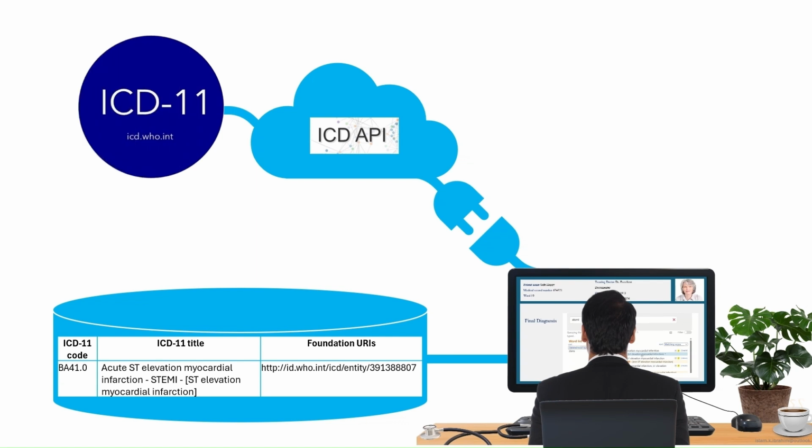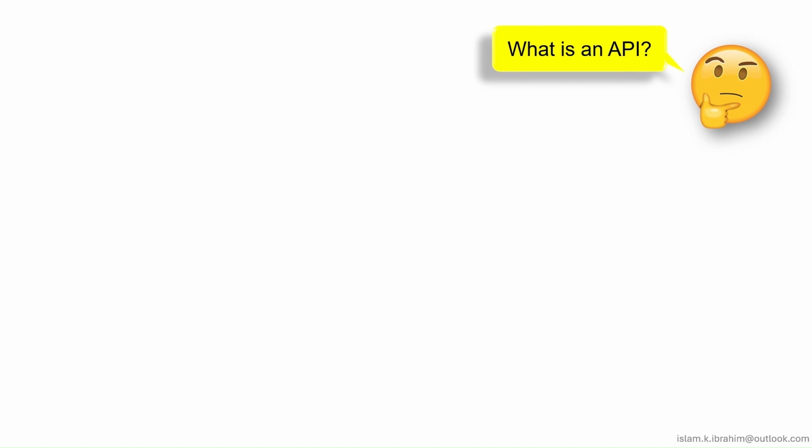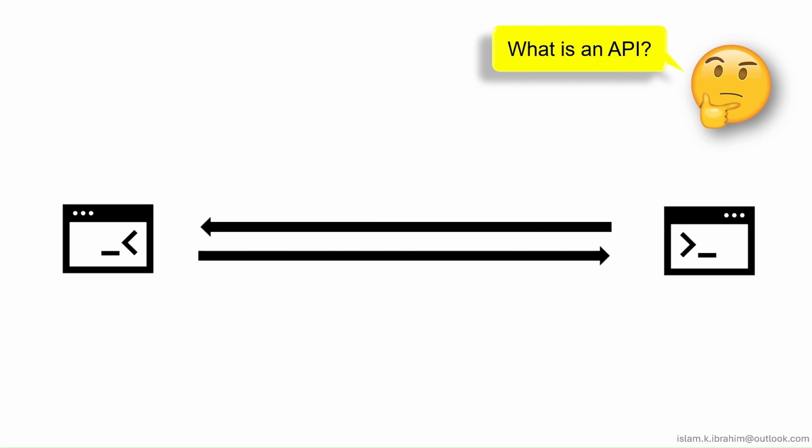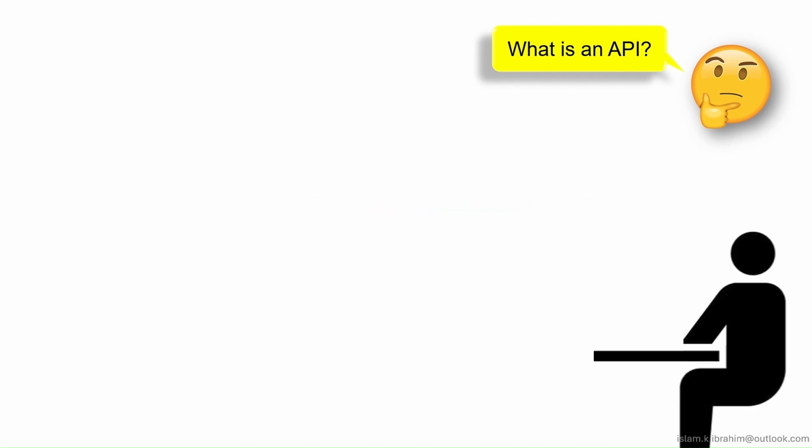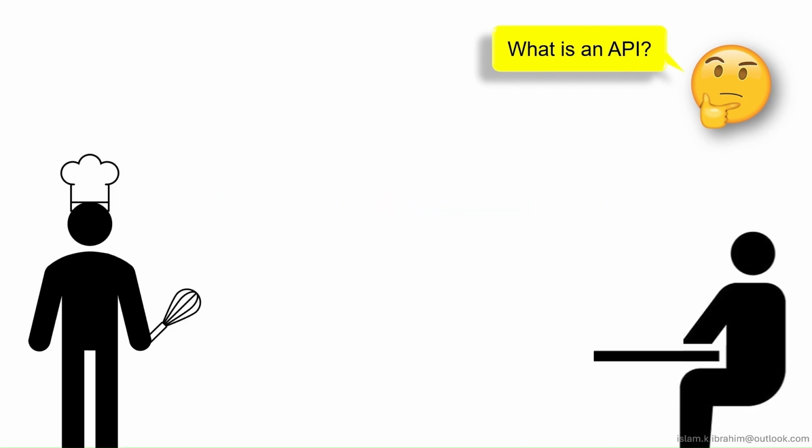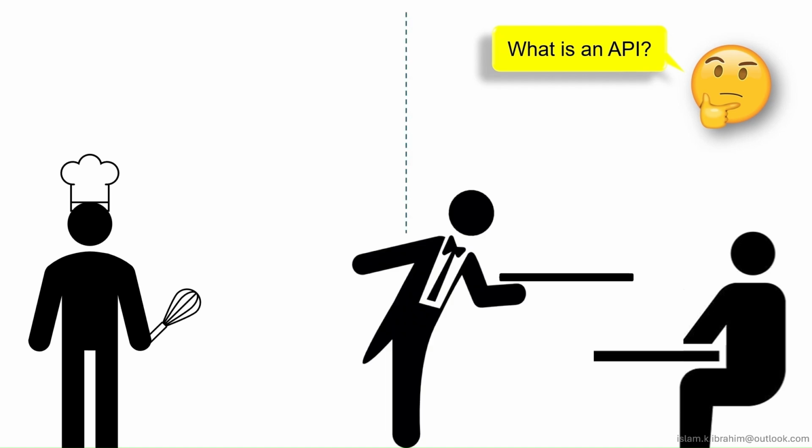And this is how the WHO opens the ICD-11 content and search functionality to electronic health information systems, or our electronic medical records. But what is an API? An API, or Application Programming Interface, is a connection between two software applications, which enables them to communicate with each other to transfer data. Think of an API like this: a client, a server, and the waiter between them.